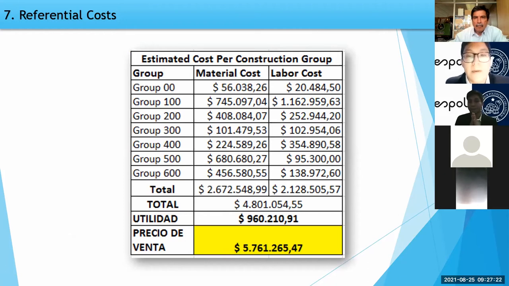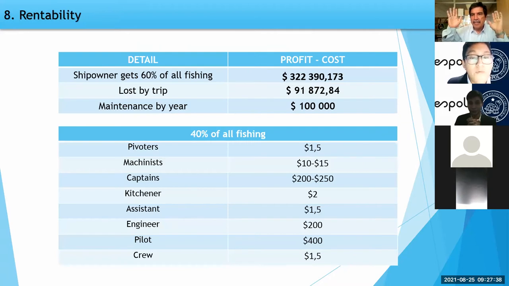Now, the cost estimate is observed in detail by construction group, with a sales value of approximately $5.7 million.